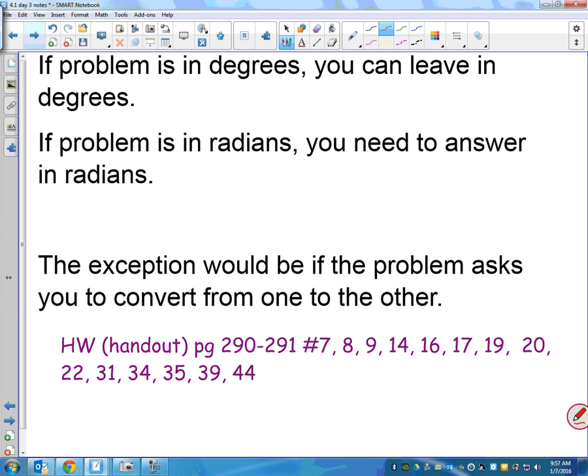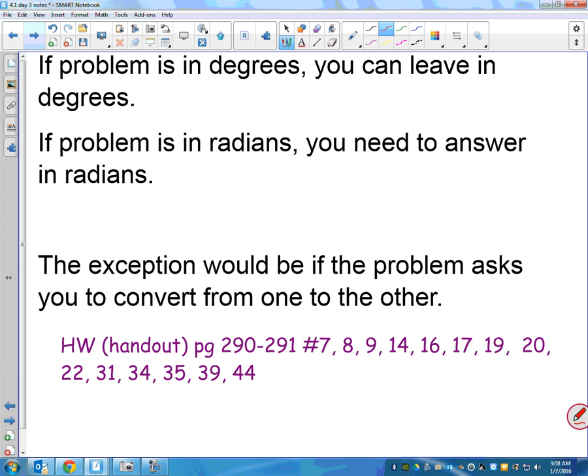So here are my rules before I give you the packet. If the problem is in degrees, I want your answer in degrees. So if it says find the complement of 30 degrees, I want you to say 60 degrees. But if it says find the complement of pi thirds, I want you to find that in radians, and then your answer would be pi sixths. If it asks you for degrees, I want the answer in degrees. If it asks you for radians, I want it in radians.